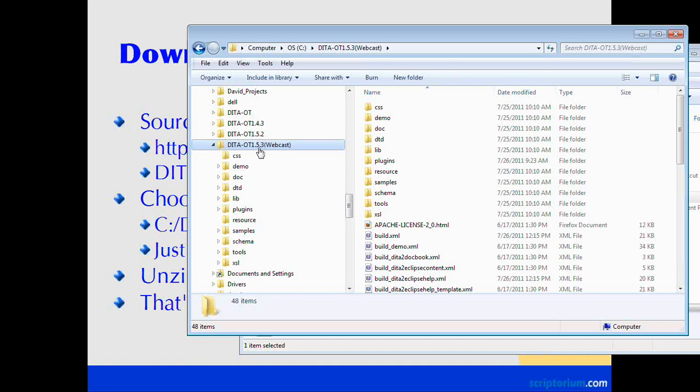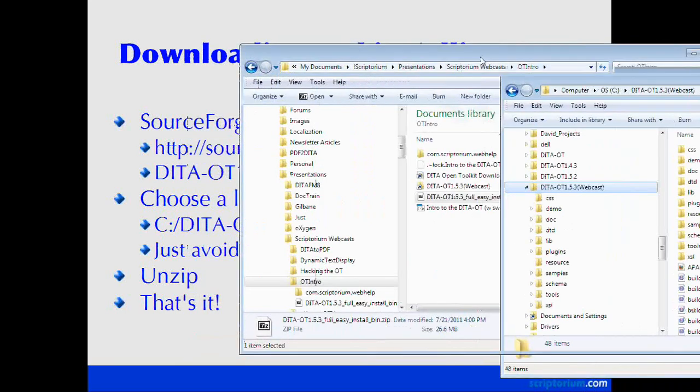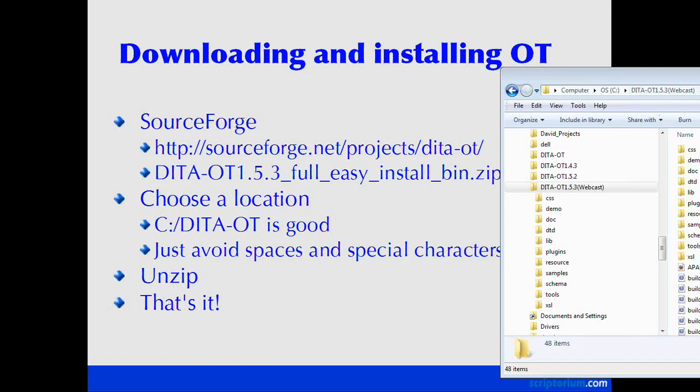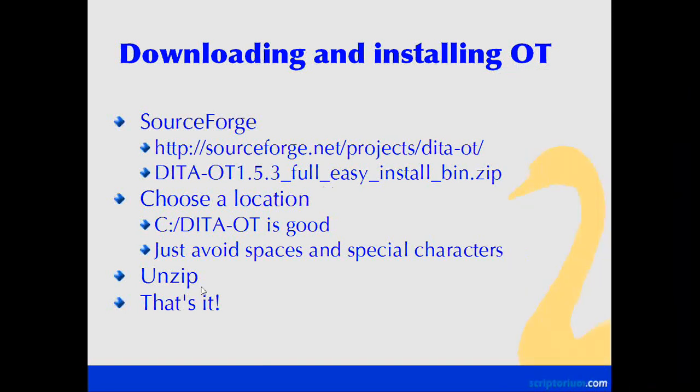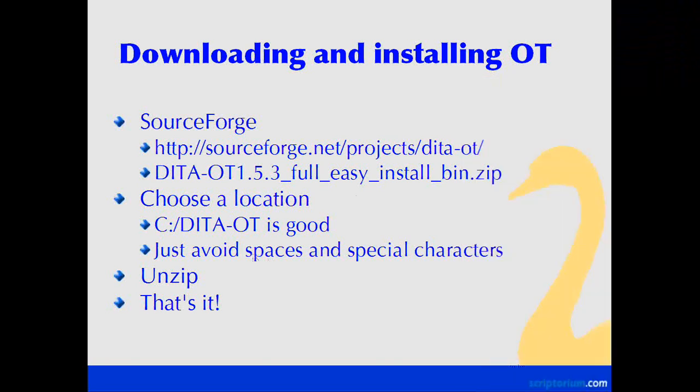You'll notice I do not have any spaces, and so the two things you want to avoid in your path name to your DITA Open Toolkit are spaces and special characters. So all you have to do is unzip that zip file, create the folder, and essentially you've done it. As long as you've got Java on your machine, you can run the DITA Open Toolkit. It's installed and ready to use.